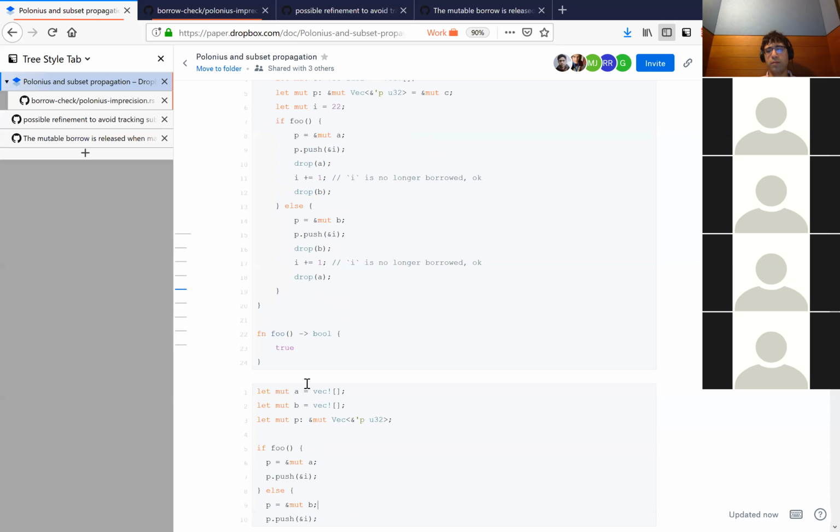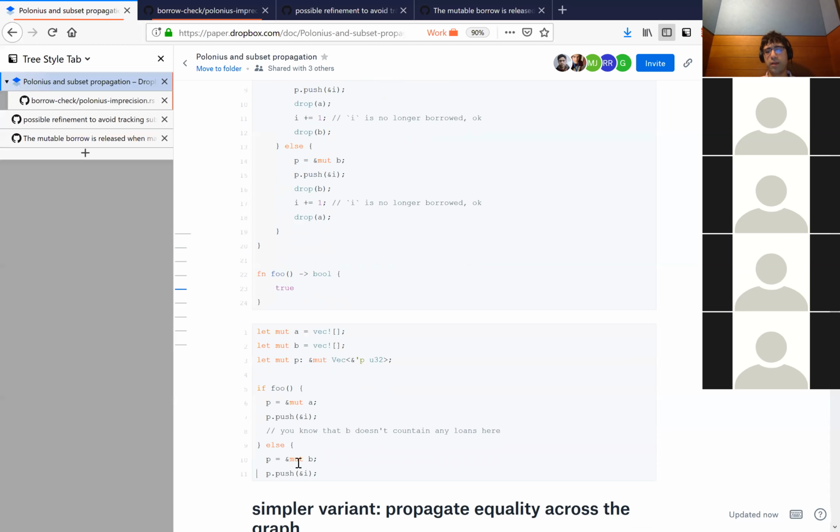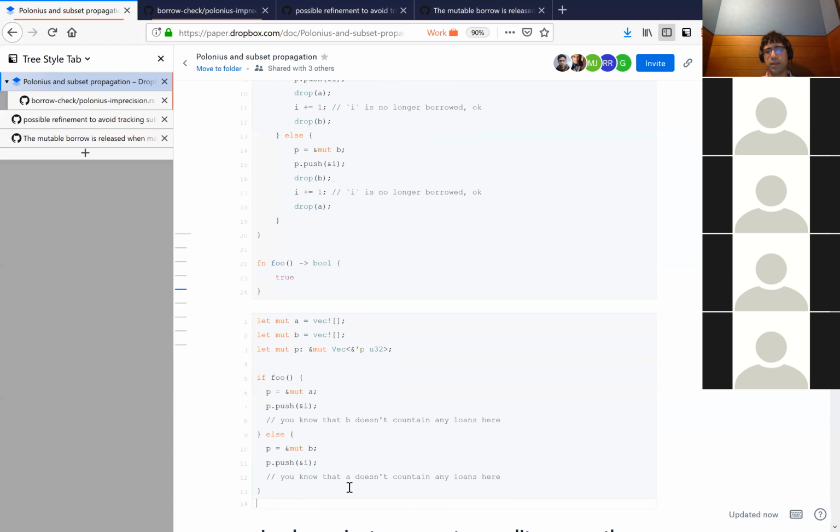Yeah. I'm wondering, you know that B doesn't contain any loans here. Yes. And you know that similarly here for A. And I'm not sure how Polonius knows that. I don't quite understand how Oxide knows that yet. I don't know if it matters either. It's basically that they're initialized to be empty, and then no changes have happened. Like in the first branch, no changes have happened that would cause B to contain anything.